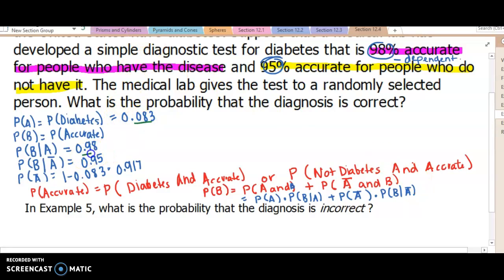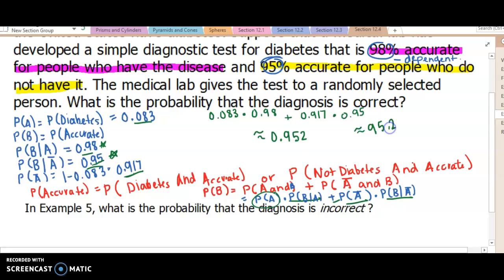Okay, guys, I have all these numbers right here. Don't freak out on me. Okay, so the probability of A is just 0.083 times the probability of B given A is right here, 0.98, plus the probability of not A, 0.917, times the probability of B given not A is right here, 0.95. Okay, so if I put this into my calculator, I get that this test is roughly 0.952 as a probability, which is roughly 95.2% accurate. Okay, so this is the probability that it's accurate.